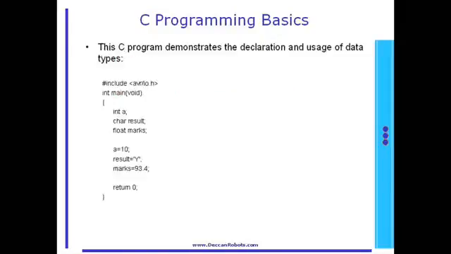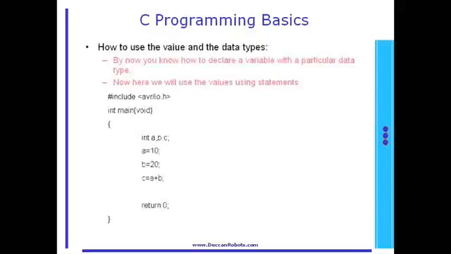The C program demonstrates the declaration and usage of data types. By now you know how to declare a variable with a particular data type. Now here we will use the values using statements. A statement is a syntactic construction that performs an action when a program is executed. Statements can alter the value of variables, generate output, or process input. Observe the statements used to assign values and calculate the result.